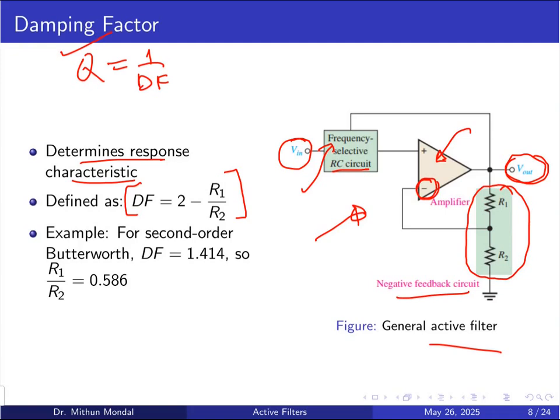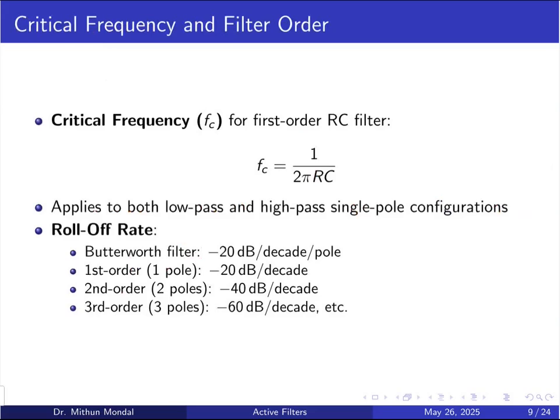So here we can determine the damping factor as 2 minus the ratio of R1 and R2, which are forming the voltage divider network. If you have a second order Butterworth filter, the damping factor will be 1.414 and the ratio of R1 by R2 will be 0.586. So the damping factor is important because it decides the quality factor of the circuit.